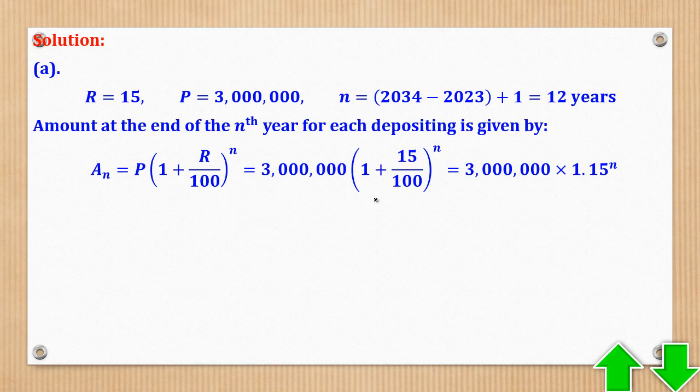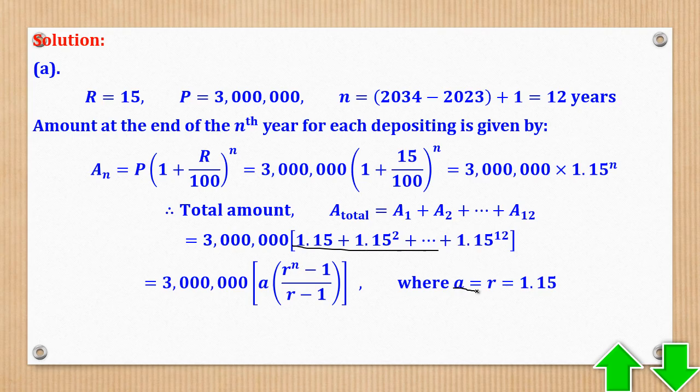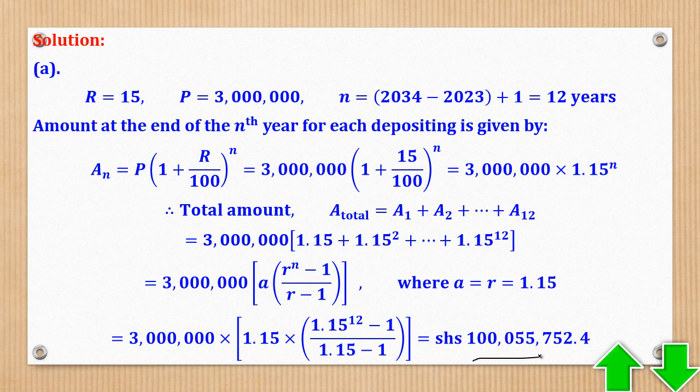But because she deposits every year, we have to get the cumulative total. So add A1, A2, A3 up to A12. So here, when I substitute, remember that this is common, that's why I factorize it out. Then I substitute for n equal to 1, n equal to 2, n equal to 3, up to n equal to 12. Then I realize that this is a GP with first term as 1.15 and common ratio as 1.15. So substitute for first term, common ratio, and n to get the required amount. And that is what they wanted.